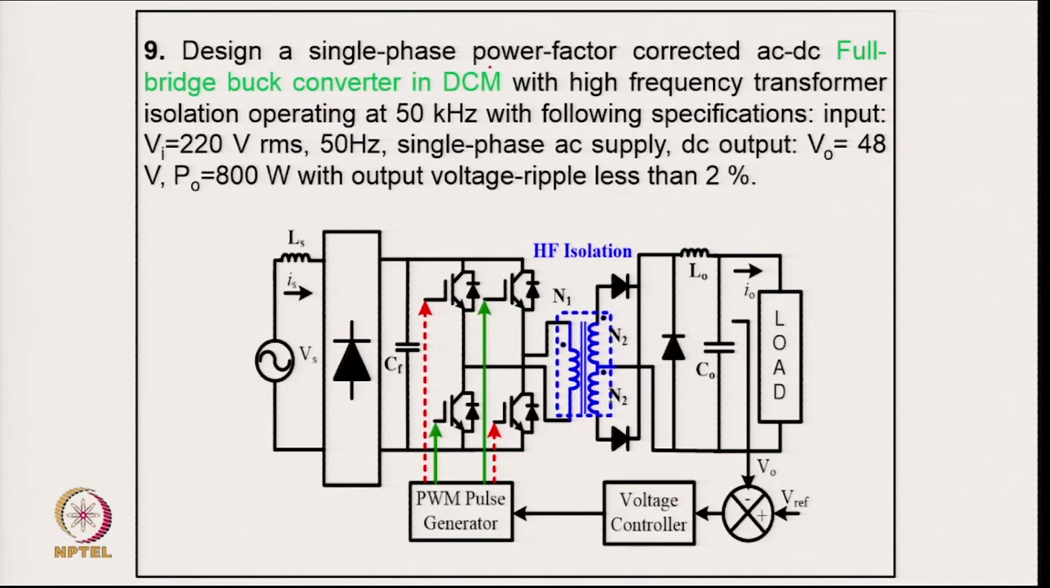Coming to example 9: design a single phase power factor full bridge buck converter in discontinuous mode. It means the inductor is designed in DCM with a high frequency transformer isolation operating at 50 kilohertz with the following specification: input voltage 220 volt 50 hertz single phase supply, output voltage 48 volt with 800 watt, with the output ripple less than 2%. These are typically in DCM, so you require only a voltage loop.